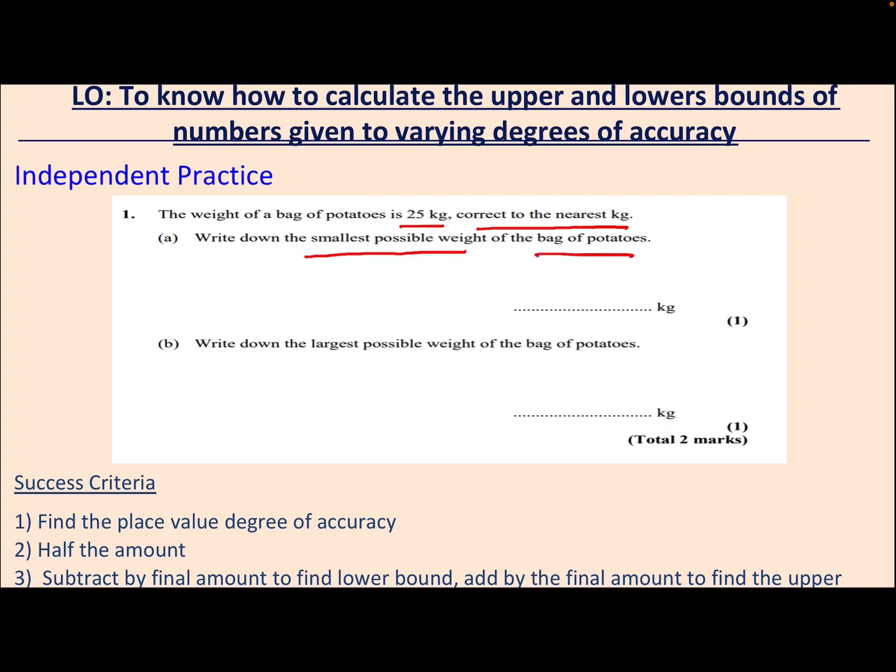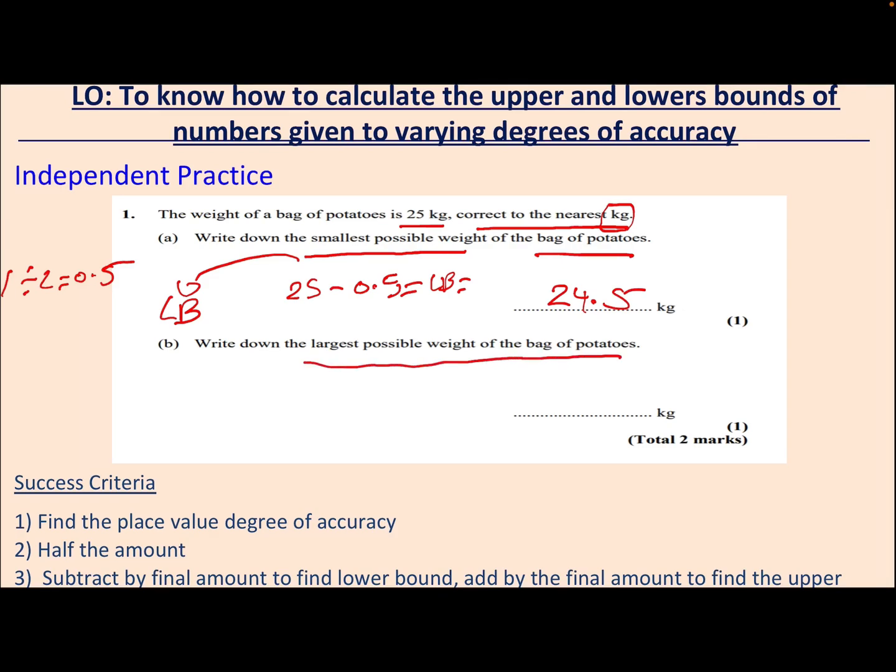Well, it wants us to write the smallest possible weight, so that must be the lower bound. And it says to the nearest kg, so basically the nearest whole number here. So we're going to have to do 1 divided by 2, that gives us 0.5. To find the smallest weight, we do 25 minus 0.5 to give us our lower bound. And that gives us 24.5 kg. And that will be the answer. It also says to write down the largest possible weight of the bag of potatoes. So we're going to have to add 0.5, and that's going to be 25.5 kg.